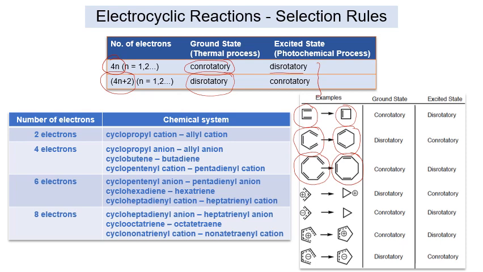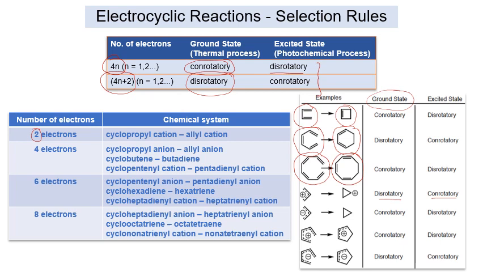We will see some very important examples in which we will come across a 4n plus 2 system which has 2 electrons where n equals 0, and these are the classical cyclopropyl cation, allyl cation systems. So these will undergo, by Woodward-Hoffmann rules, a disrotatory ring opening or ring closing under thermal conditions. Whereas in the photochemical conditions or in the excited state, they would undergo a con-rotatory electrocyclic reaction.